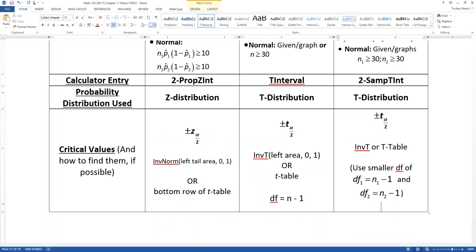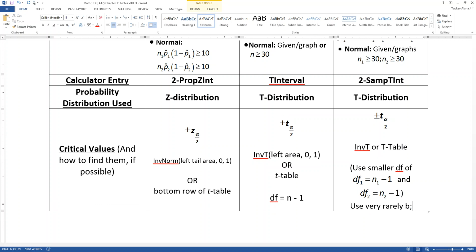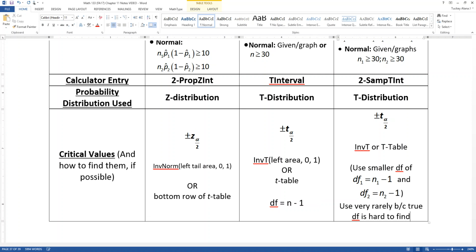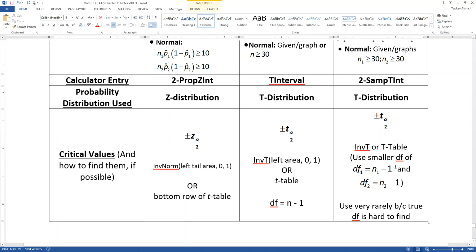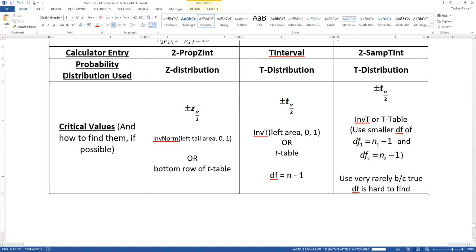But in reality, we're going to use it very rarely because the real true degrees of freedom is very hard to find. So we might not even be asked to do it hardly at all. We will only very sparingly ever have to do this. It might show up in a MyMathLab question or something like that. And our book has us just erring on the side of the smaller degrees of freedom of n1 minus 1 and n2 minus 1, but that's kind of fudging it. The true degrees of freedom is a really horrendously large formula that we're not going to use.